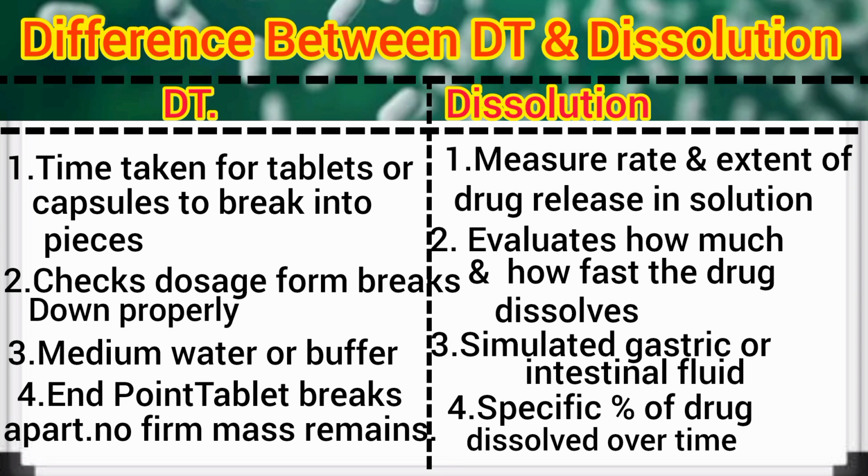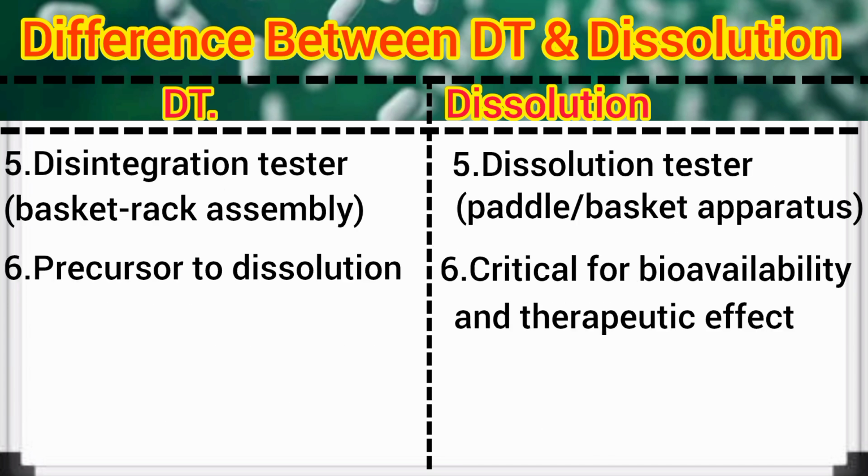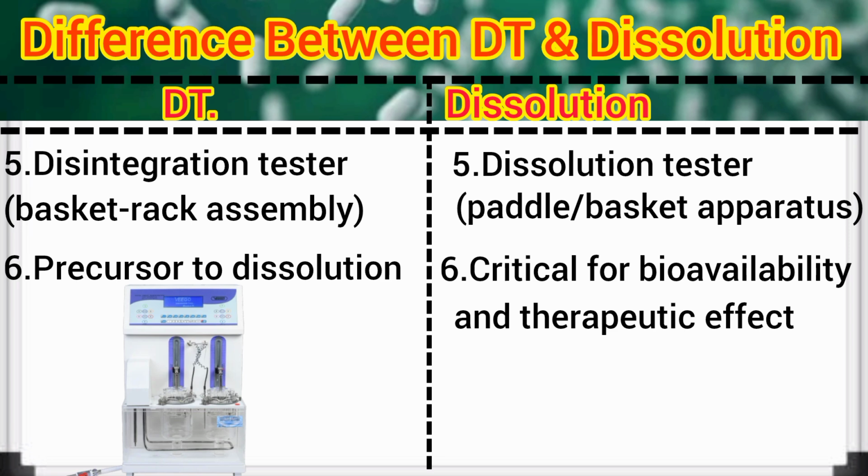Difference between disintegration time, DT, and dissolution in pharmaceutical testing. 1. Definition: time taken for a tablet or capsule to break into pieces. Dissolution is a measure of the rate and extent of drug release in solution. 2. Purpose: checks if the dosage form breaks down properly; evaluates how much and how fast the drug dissolves. 3. Test medium: usually water or buffer, simulated gastric or intestinal fluid. 4. Endpoint: tablet breaks apart, no firm mass remains; specific % of drug dissolved over time. 5. Instrumentation: disintegration tester, basket rack assembly; dissolution tester, paddle, basket apparatus. 6. Importance: precursor to dissolution, critical for bioavailability and therapeutic effect.